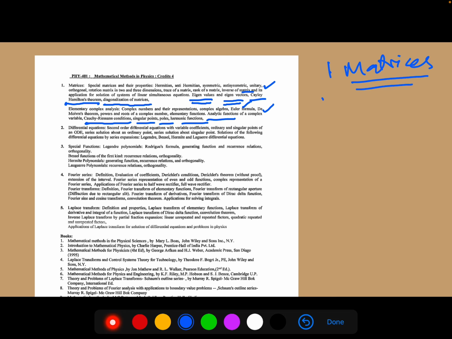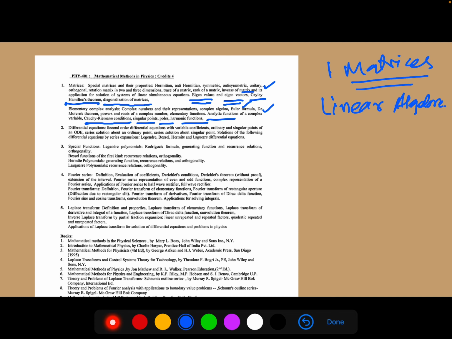Matrices is a part of linear algebra. And matrices is basically used to store some information. Like the application of matrices we can see everywhere, like computers, then any bookstore database that can be held in the form of matrix. Okay.